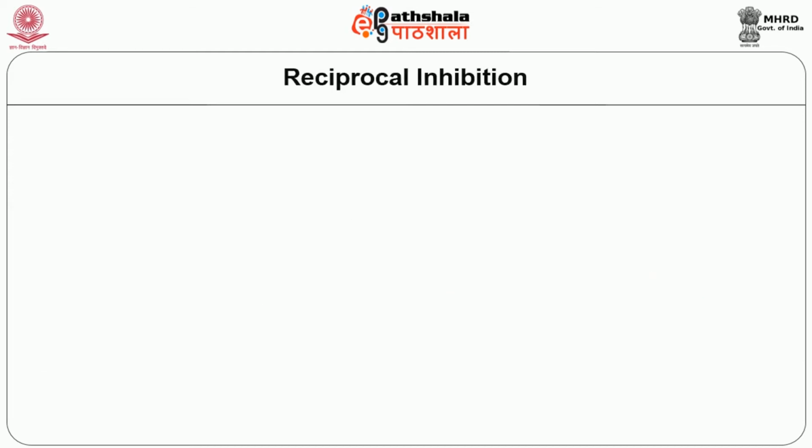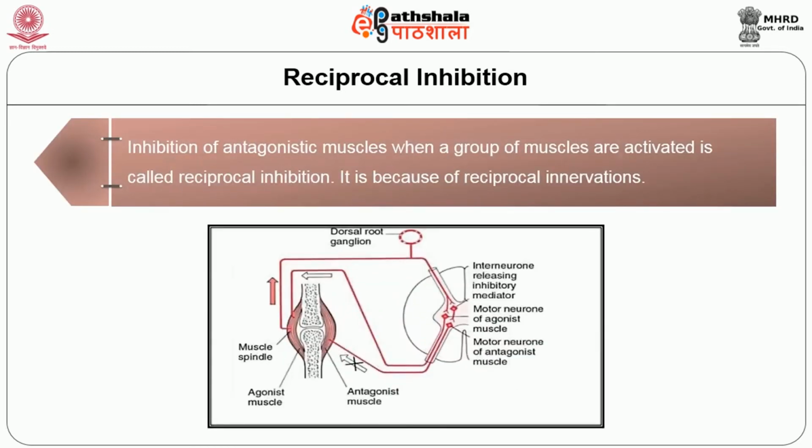And now about reciprocal inhibition. It is the inhibition of antagonistic muscles. When a group of muscles are activated, the antagonistic group is inhibited, which is called reciprocal inhibition. It is because of the reciprocal innervations.